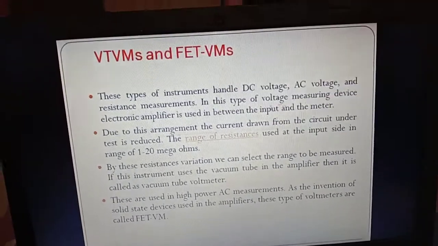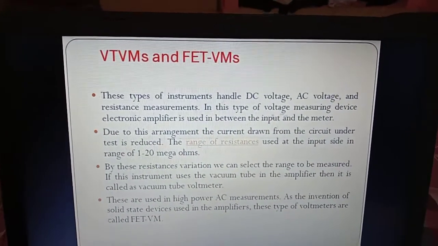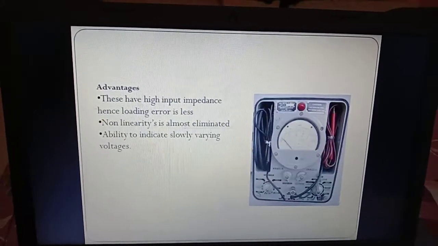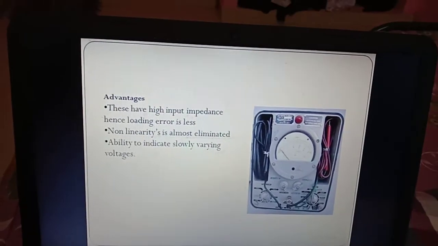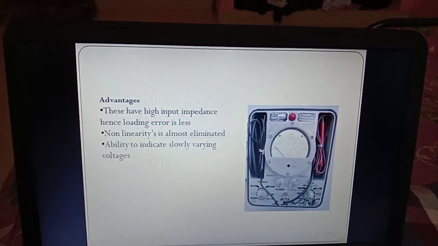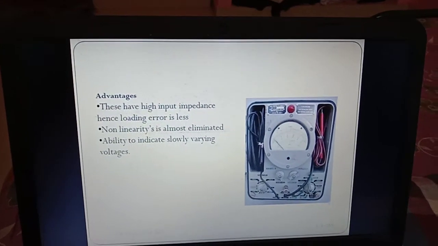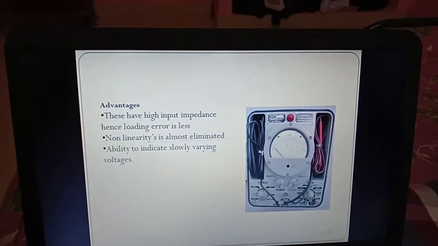Okay, so these are used for high power AC measurements. High power AC voltages are measured using the FET based voltmeter. So this is the FET based voltmeter. The advantages are they have high input impedance, hence loading error is less, non-linearity is almost eliminated, and ability to indicate slow varying voltages.